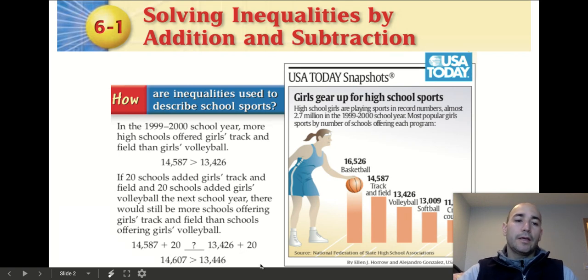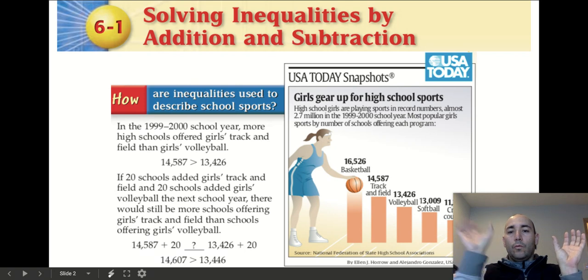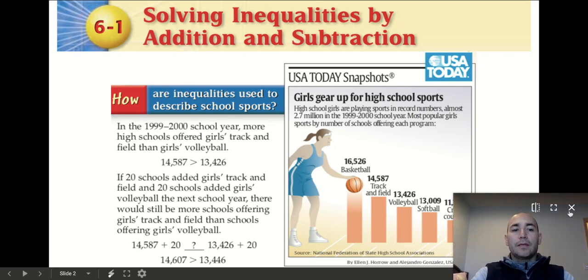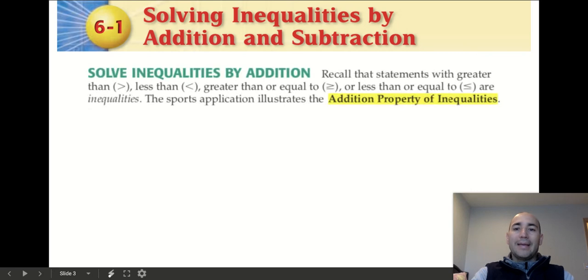And so basically that's just saying if you have two quantities and one is bigger than the other, if you add the same amount to both of them, that one will still be bigger than the other. Okay, and this is going to lead us into our main ideas here. So, solving inequalities by addition. Recall the statements with greater than, the greater than symbol, less than, the less than symbol, greater than or equal to, that little line underneath means it's greater than or equal to, or less than or equal to. Same thing, a less than sign with a line underneath means it could be less than or equal to. Those are known as inequalities.